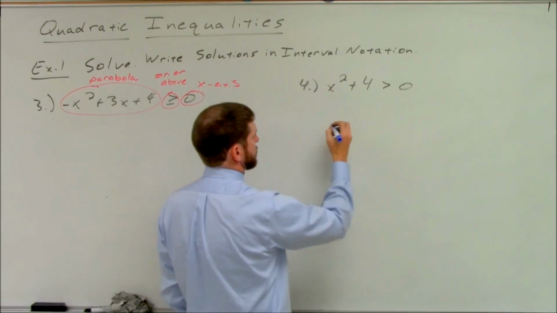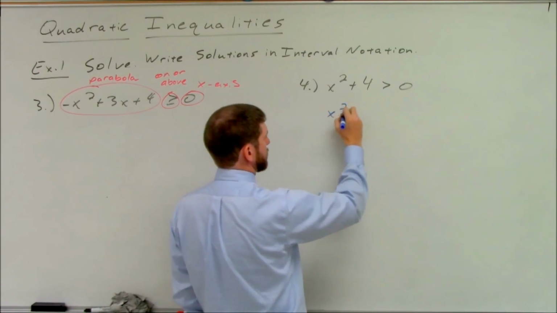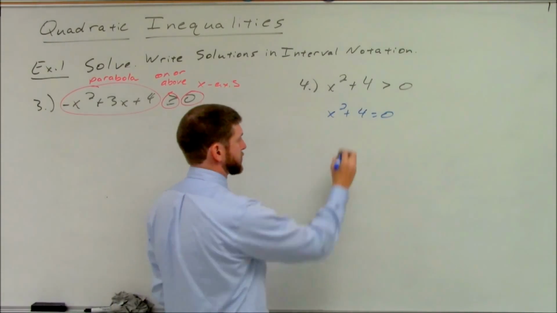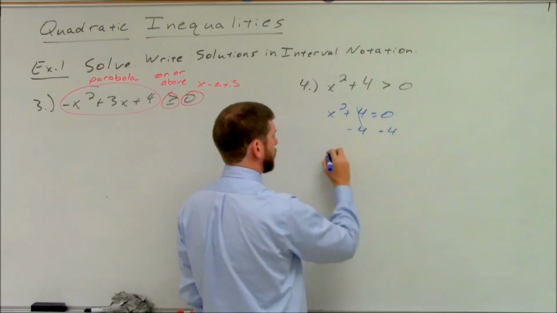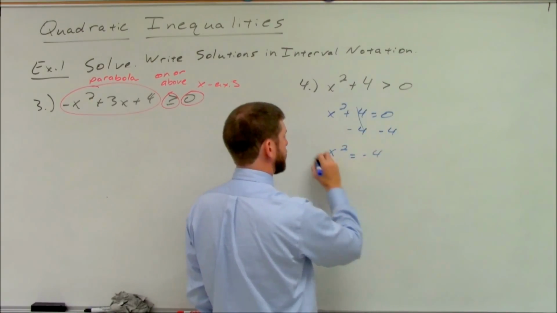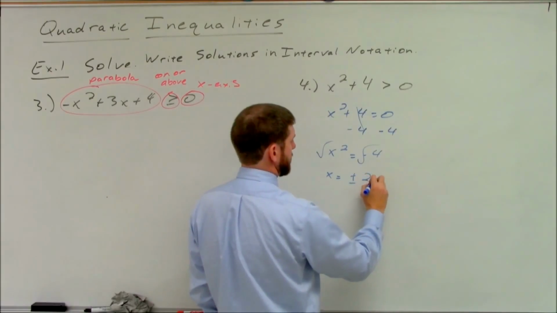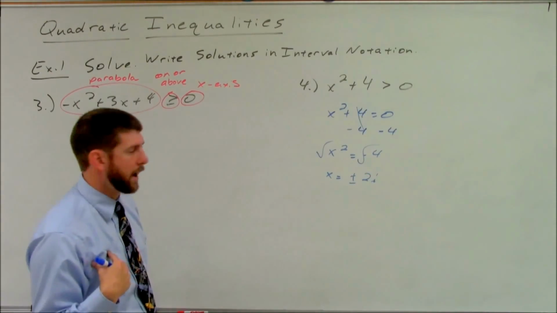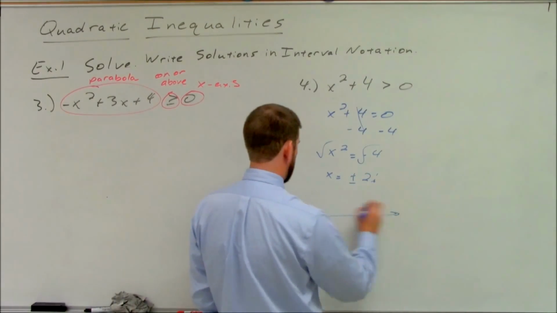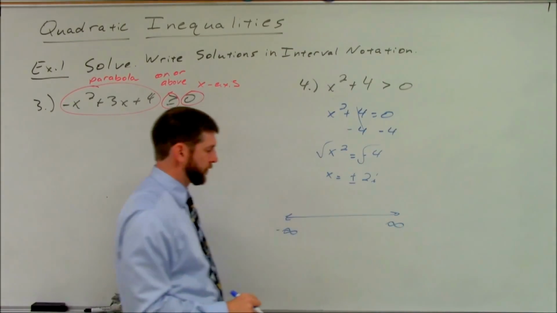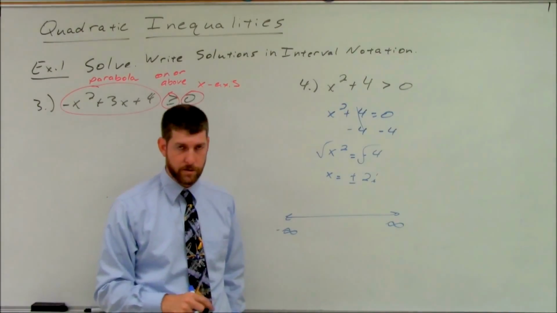So we take x squared plus 4 equals 0, because we're going to find the critical values. Only one x in the problem, so I can do this by square roots. Move my 4, x squared equals negative 4, take the square root, x equals the square root of a negative, plus or minus 2i. Well, I can't graph plus or minus 2i on my real number line. So I've got negative infinity, positive infinity. I have no critical values.